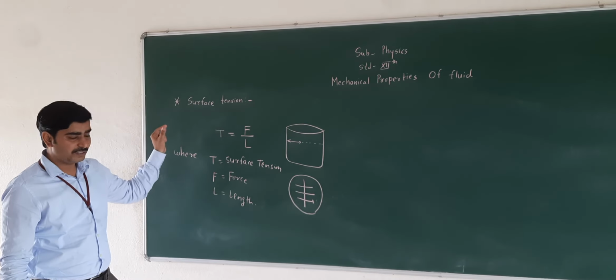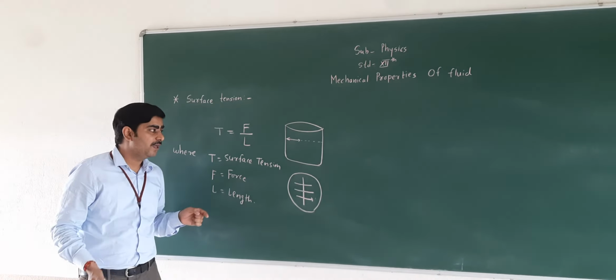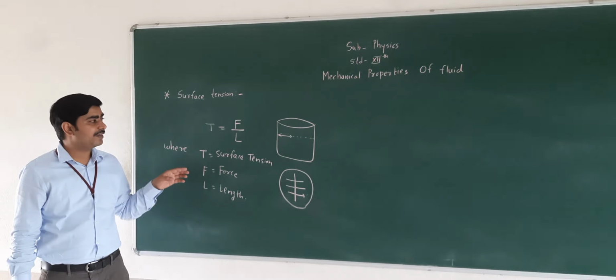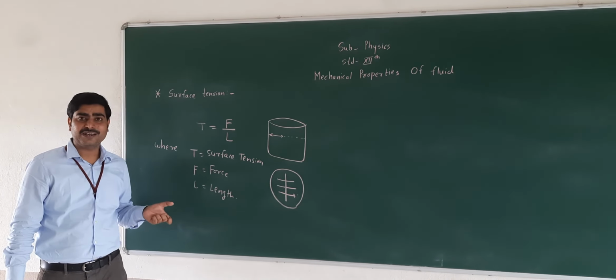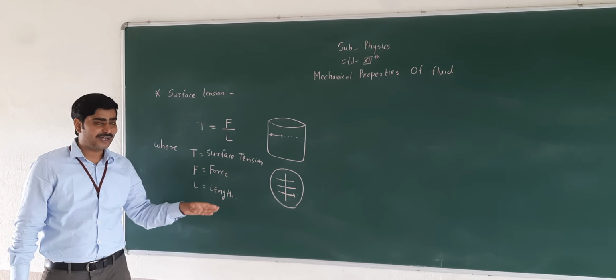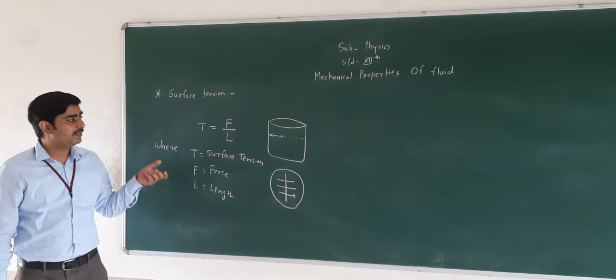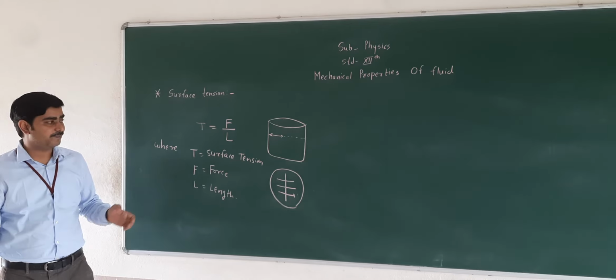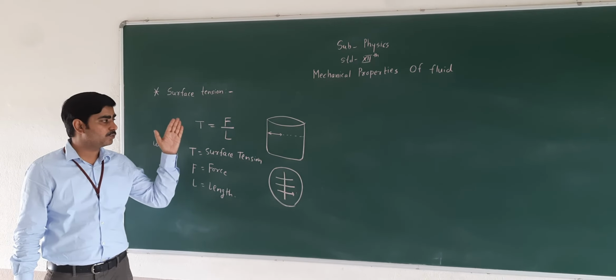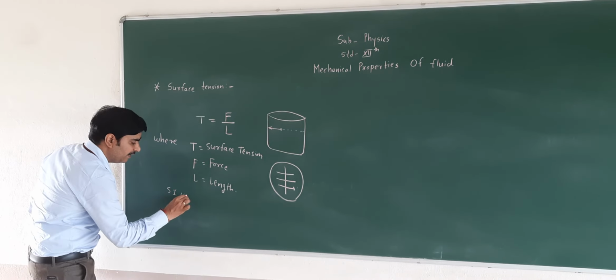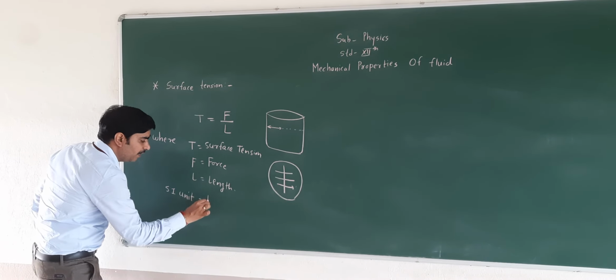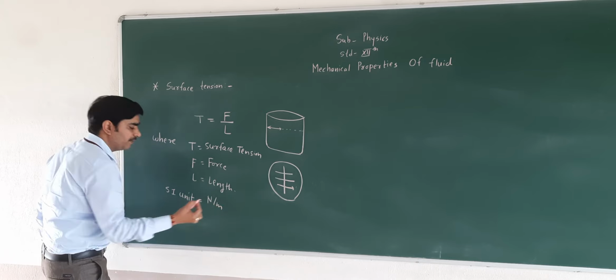So what is the surface tension? Again I am going to explain this part. The surface tension can be defined as the force per unit length acting at right angle on the imaginary lines drawn on the both the side of liquid is known as surface tension. Its mathematical formula is T is equal to F upon L. What would be its SI unit? Its SI unit is Newton per meter.